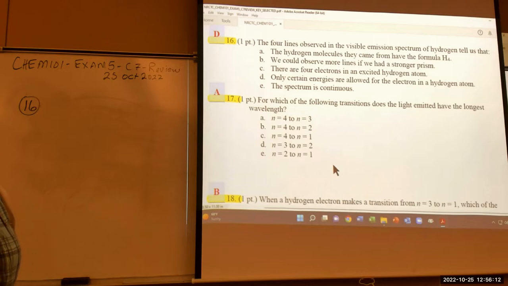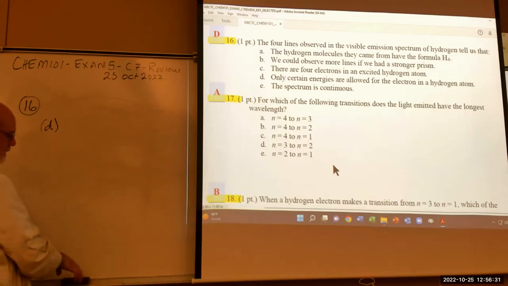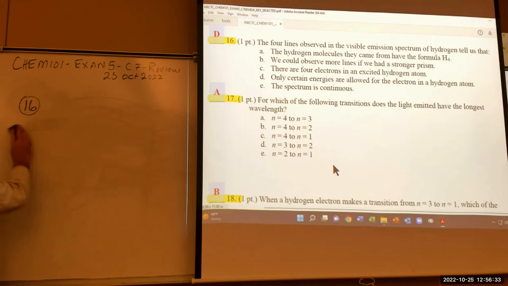Right, so B is not the answer. There are four electrons in an excited hydrogen atom. That would be a neat trick, right? They have a -3 charge. Nope, only certain energies are allowed for the electron in a hydrogen atom. That's the key. Only certain energy levels are allowed. I get the feeling I'm beating that horse too much, so let's move on.